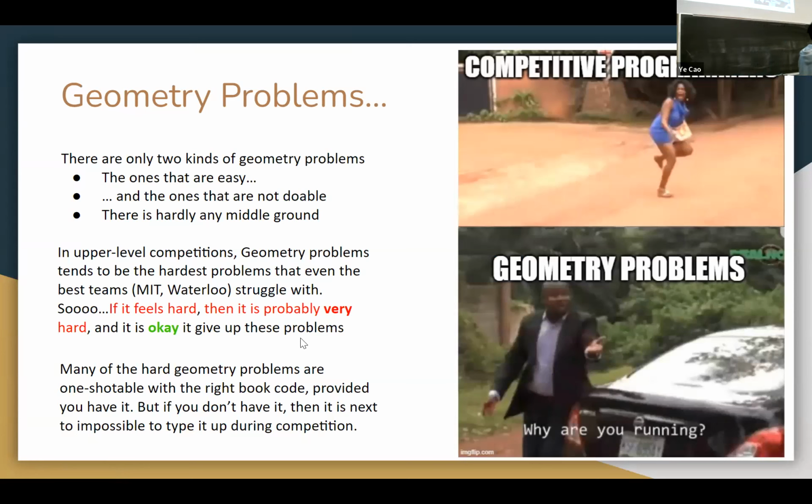Finally, geometry problems. Here is the name. So competitive programmers are panicking, running away from something, and that thing is a geometry problem. How should I even start talking about this? There are only two types of geometry problems: the ones that are easy, and the ones that are just not doable. There is no middle ground.